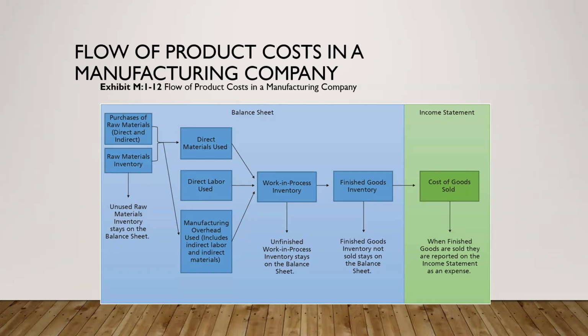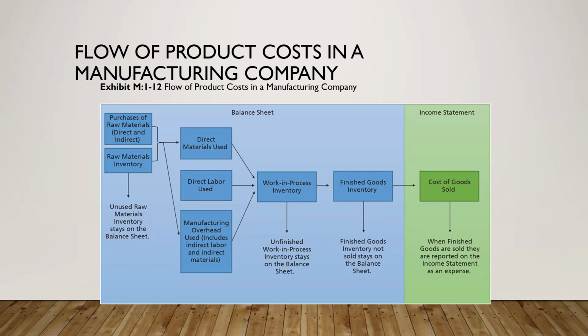Now, because manufacturing companies convert raw materials into a finished product, you will notice that the flow of costs starts with raw materials. Now, any raw materials purchased along with any beginning raw materials inventory gives the company raw materials available for use. The raw materials are either used in production or they remain in the raw materials inventory and are reported on the balance sheet.